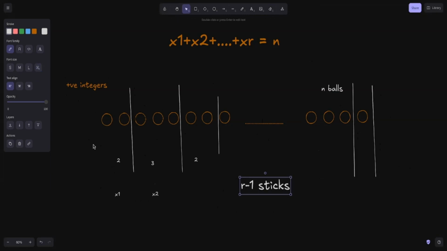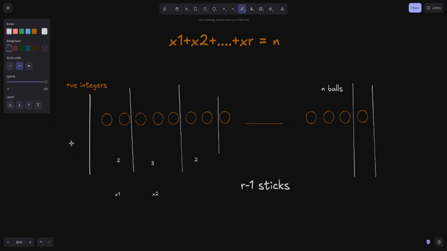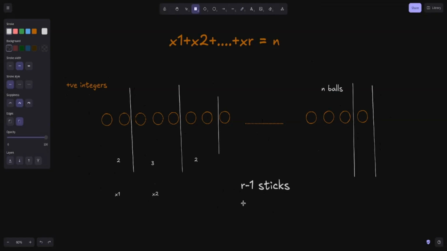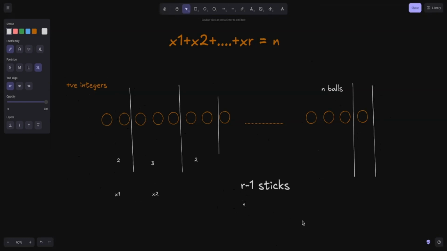Simple, because we can't take this case. Why can't we take this case? If we take this case, there will be 0 here, but we can't allow that. So we have r minus 1 sticks. How many places can we place them? We can place it anywhere, here, here, here, till this one, but we can't place it here. So how many locations are there? There are n balls, so there are n minus 1 locations.